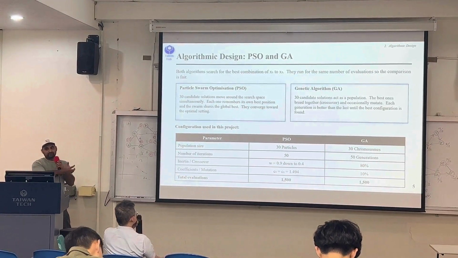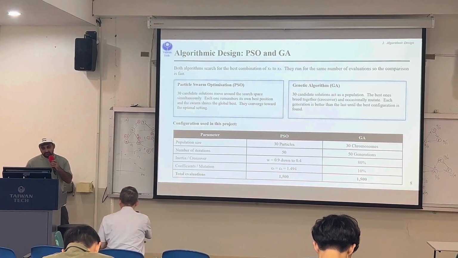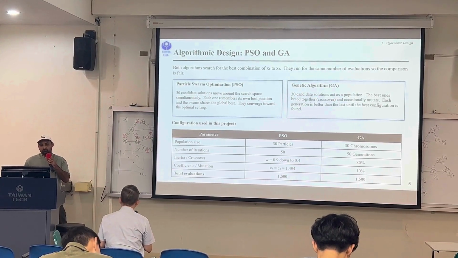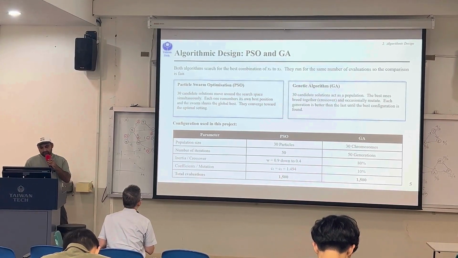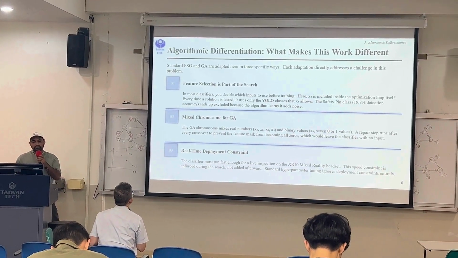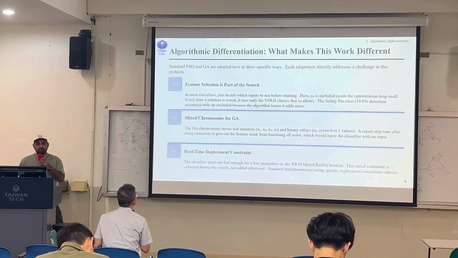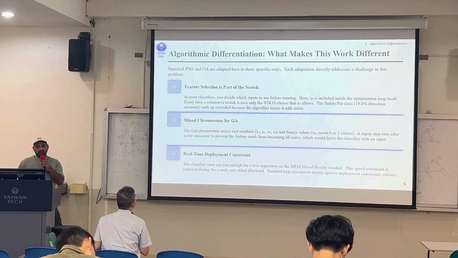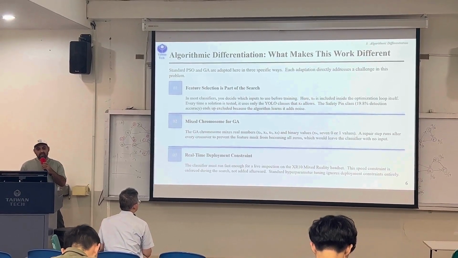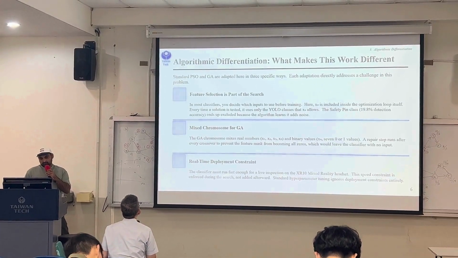You may find it complicated here, but I will show you the diagram and you will get the idea of how it exactly works. For that I use PSO with 30 particles and GA with 30 chromosomes as the population size. Algorithm differentiation: what makes this work different? There are 3 important specific ways that are adapted for PSO and GA. The first one, as you can see, is that feature selection is part of the search. Second is the mixed chromosome for GA, and the third one is real-time deployment constraints.